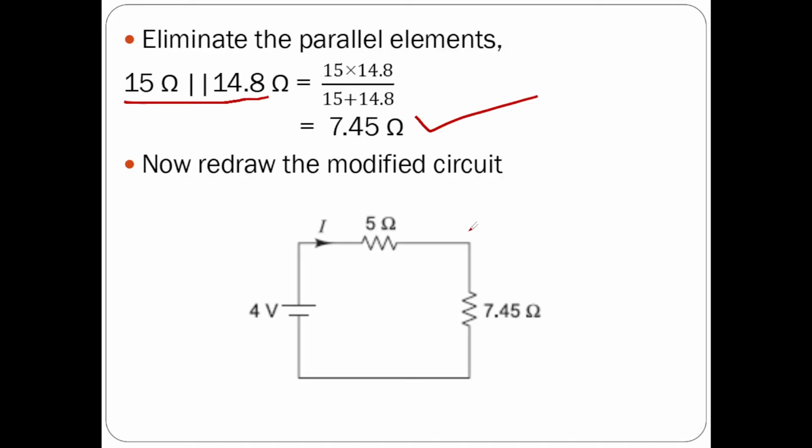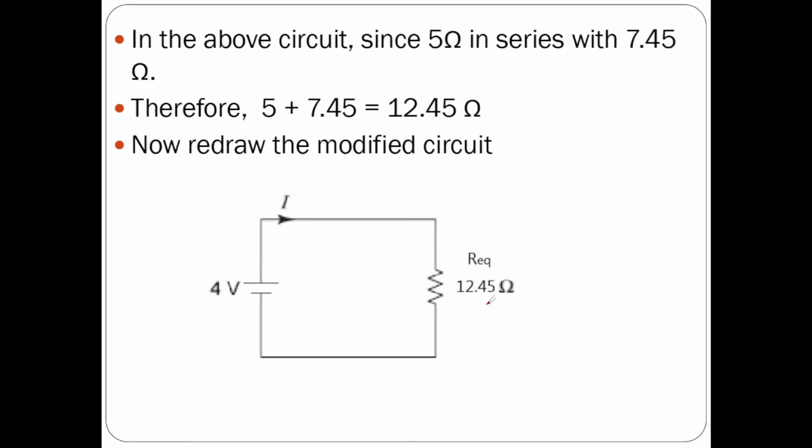Now replace the 15 ohm resistor and the 14.8 ohm resistor by this resistor, that is 7.45. Now this is our modified circuit. Current comes out of the positive terminal of the source, flows through 5 ohms, and the same current flows through 7.45 ohms. So 5 ohms and 7.45 ohms are connected in series. You can add them and you will get 12.45 ohms. This is my total resistance in the given circuit.